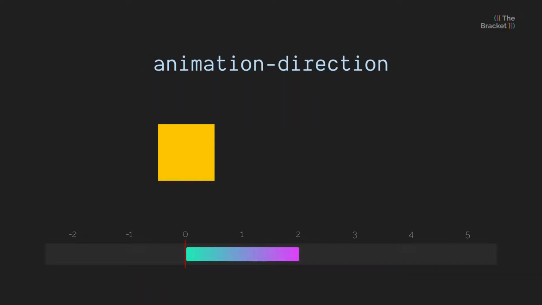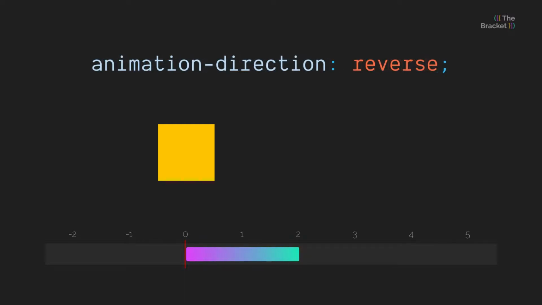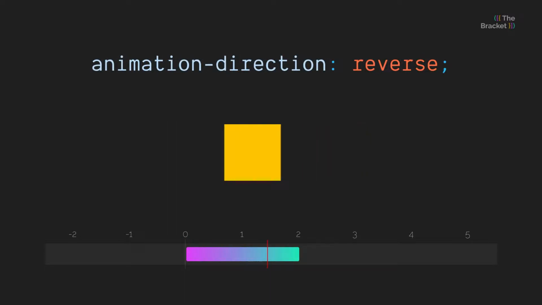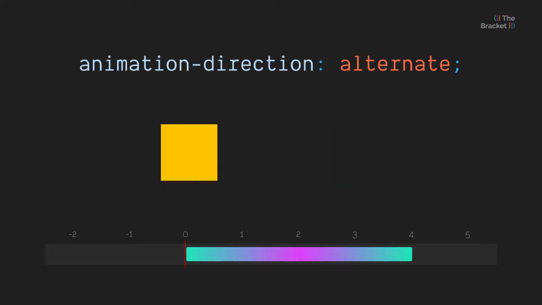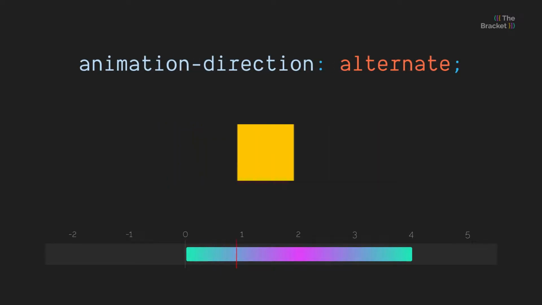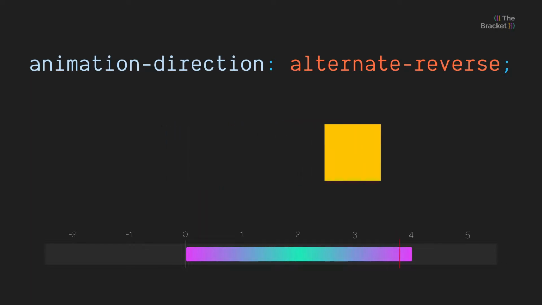The animation-direction will tell the browser how to move between the keyframes. Normal is the default value. It will go from beginning to end and jump right to the beginning if the animation starts again. Reverse will go from end to beginning and jump right to the end if the animation starts again. Alternate will start forward and repeat the sequence backwards when the animation reaches its end. Alternate-reverse will start backwards and repeat the sequence forwards when the animation reaches its end.